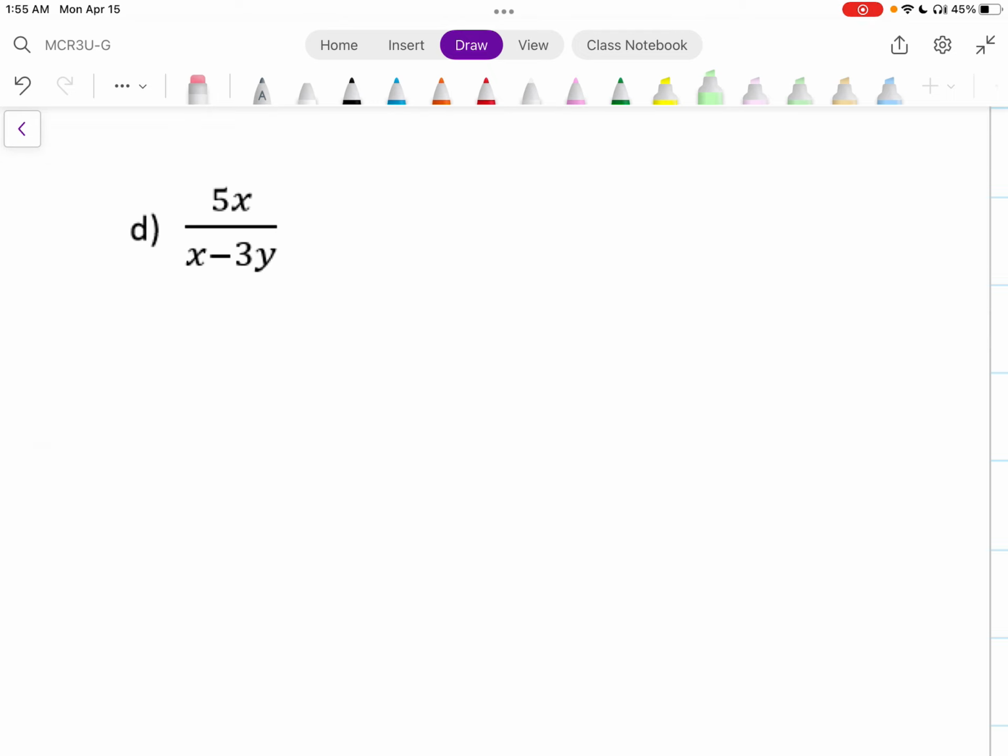Moving forward, here again, we're looking at what can our denominator not equal to 0. So x minus 3y cannot equal 0. Now, this gets a little bit tricky because you have an x variable and a y variable. When you're stating the restrictions, you need to make sure you state them for all variables possible. So let's start with the x. Let's isolate for x. That's fairly easy. x cannot equal 3y.